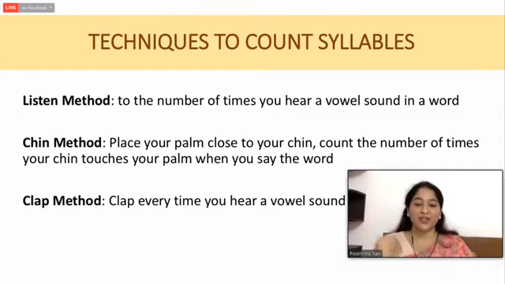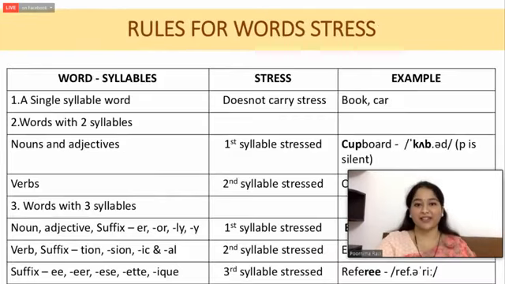The next is the clap method. Very similar to the listen method and the chin method, where you clap every time you hear a vowel sound. Entertainment, 4. So these are 3 methods that you could start practicing. You might lose it in the first or the second go, which is where the dictionary will help you to ensure where to split the words, which is otherwise called syllabification.